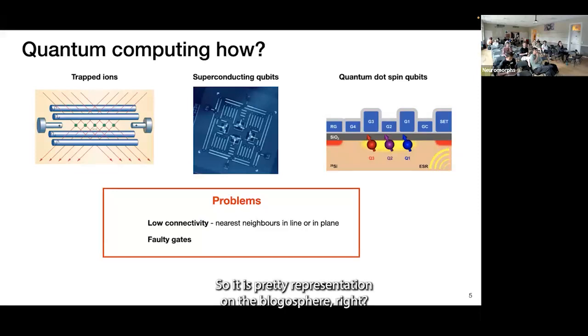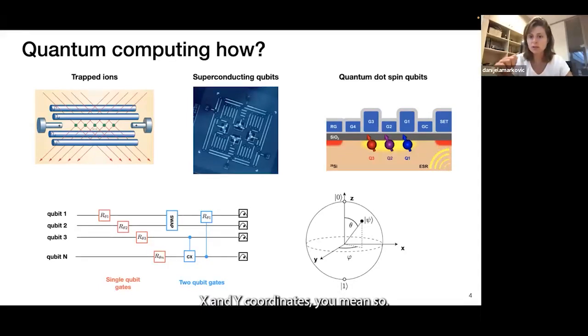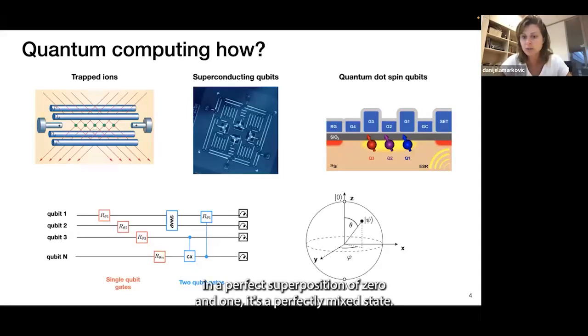So in this 3D representation on the Bloch sphere, do the X and Y coordinates signify anything about the qubit? Because it seems that it's aligned either up or down, right? X and Y coordinates, you mean? Yes. So when the qubit is along X or Y, it's in a perfect superposition of 0 and 1. It's a perfectly mixed state. So if you measure it, you will have 50% probability to find it in the state 0 and 50% probability to find it in state 1.